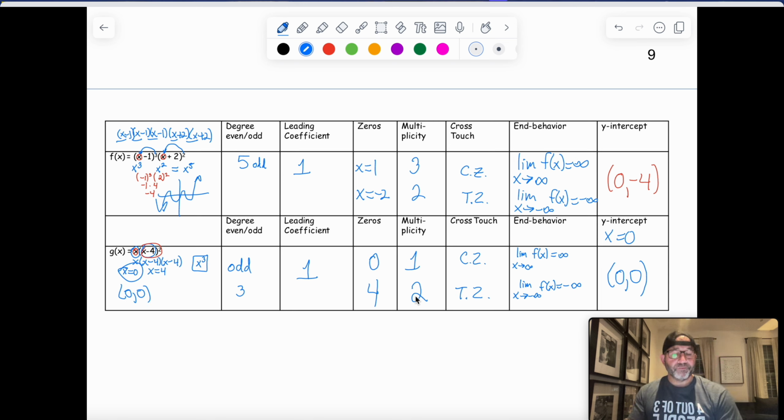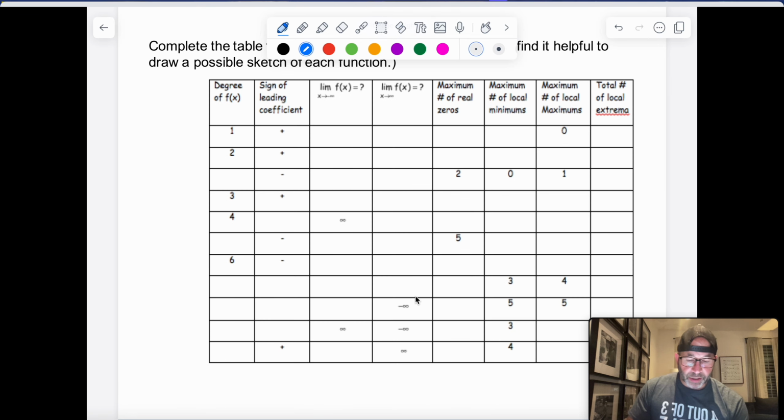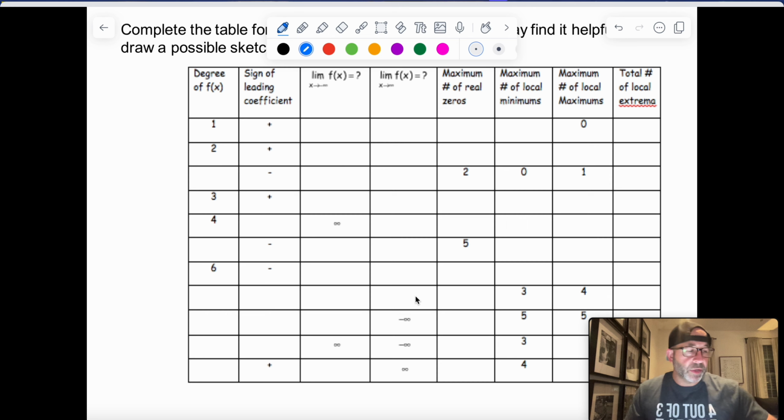All right, so the hard part here, doing this entire chart. Okay, let's see what happens as we work our way through this entire monstrosity. It's like a little puzzle. Let's see if you guys can get this all. The first one, the degree is 1. So what this looks like is simply just y is equal to x.